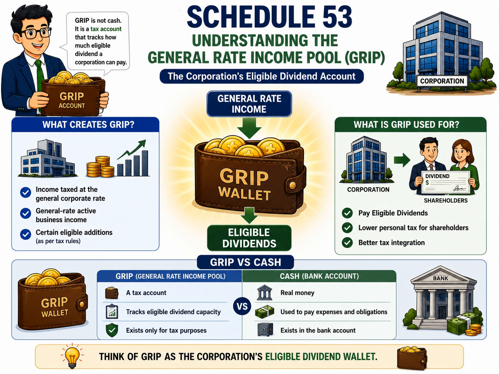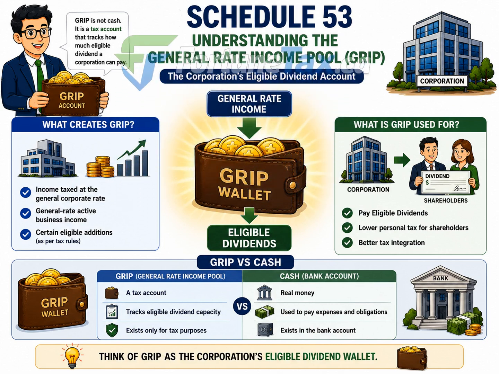Cash is real money sitting in the corporation's bank account. It can be used to pay salaries, suppliers, rent, or other business expenses. GRIP, on the other hand, is only a tax record. It cannot be spent, transferred, or withdrawn. It simply tracks the corporation's eligible dividend capacity. That's why the wallet illustration is so helpful.